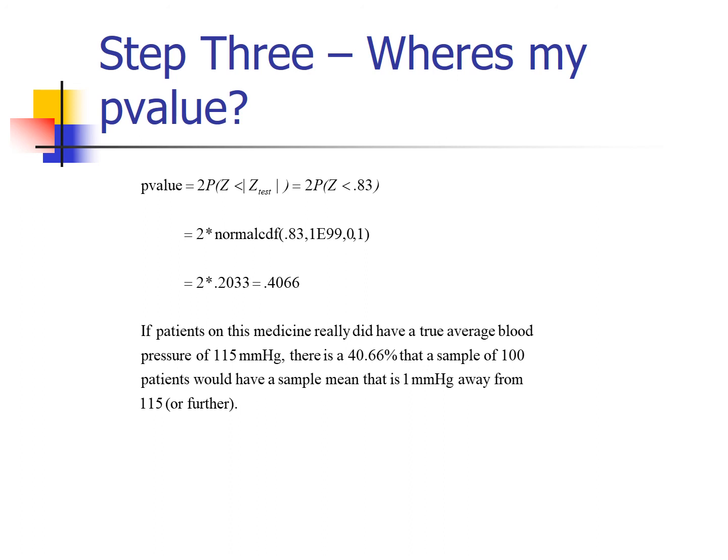Which is basically saying what? It's saying that if patients on this medicine really did have a true mean, mu, of 115, then there's a 40.66% chance, that is, it's not particularly rare or uncommon, that a sample of 100 patients would have a sample mean that's 1 millimeter of mercury away from 115 or further. Right, because remember, the sample mean was 116, and that's, of course, 1 millimeter away from 115.